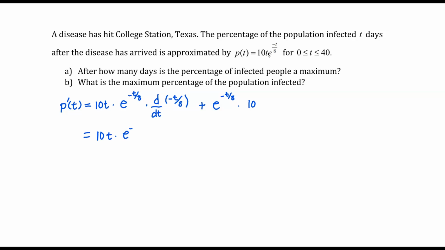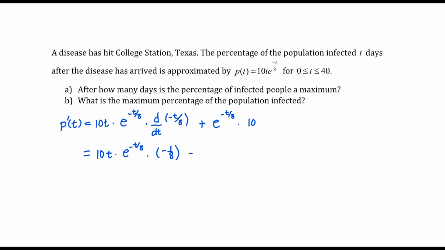Then you simplify this, you have 10t times e to the negative t over 8 times the derivative of negative t over 8, which is equal to negative 1/8, plus e to the negative t over 8 times 10. So we'll write 10 first.